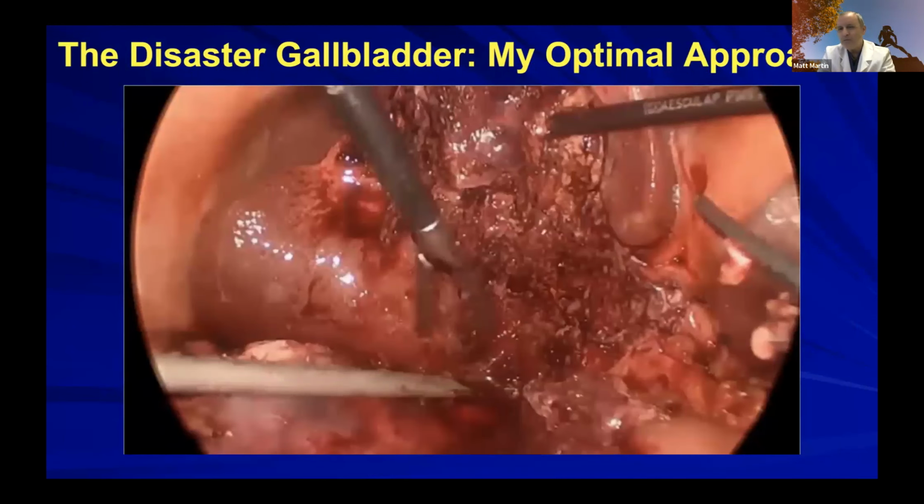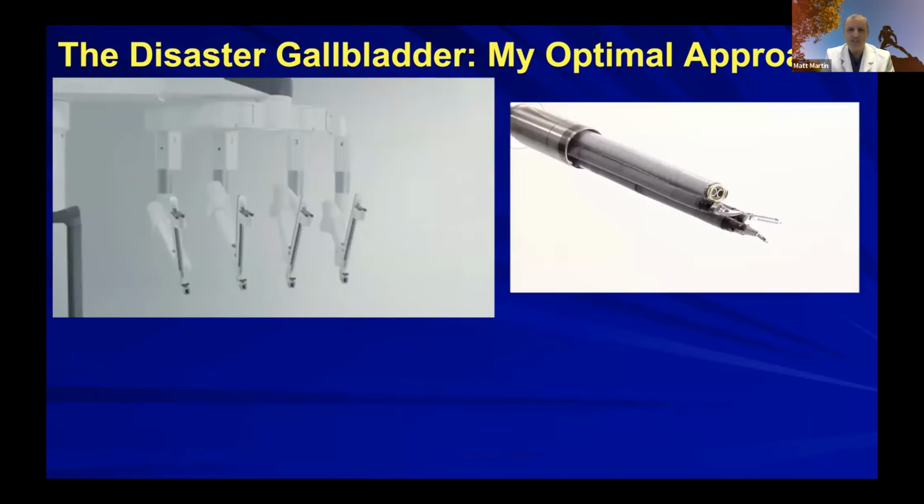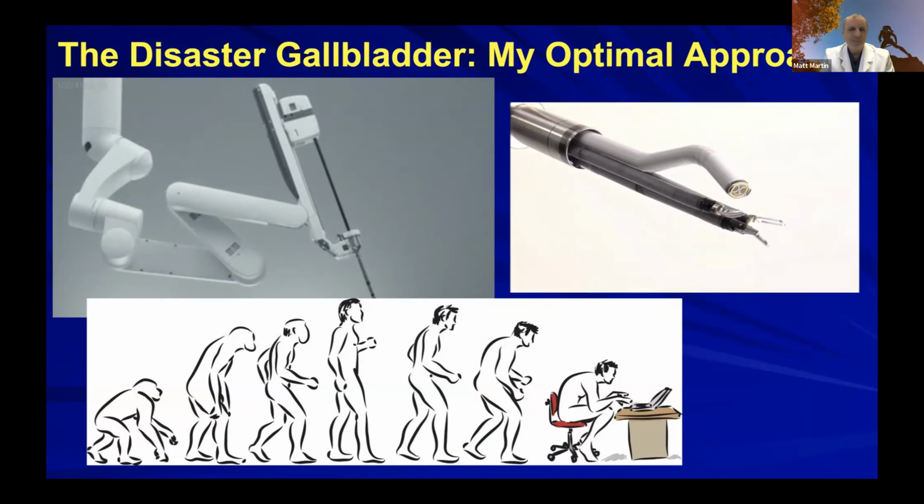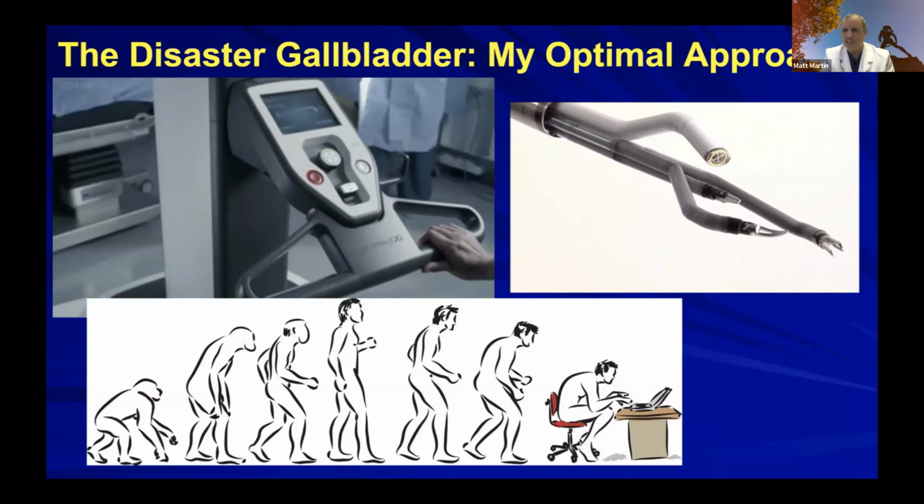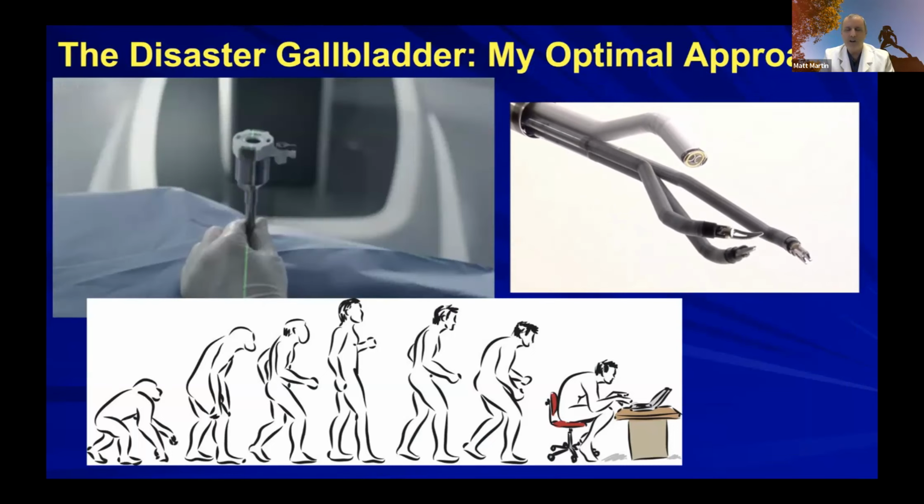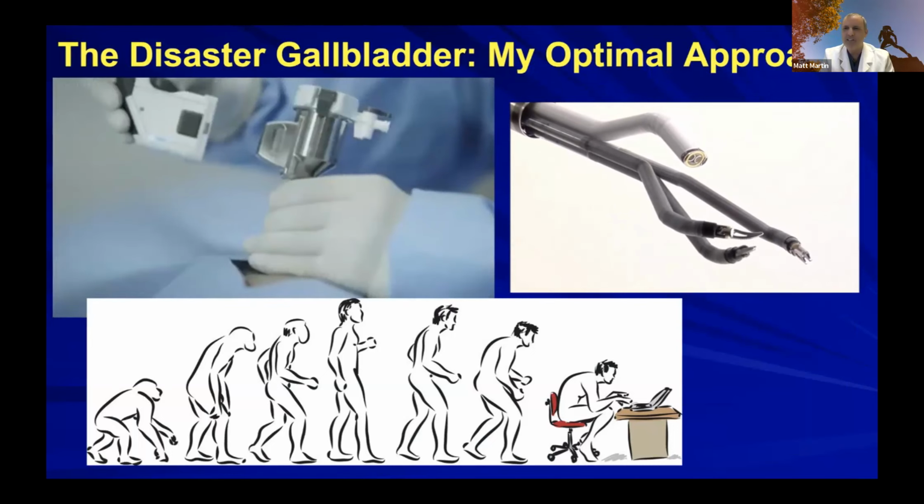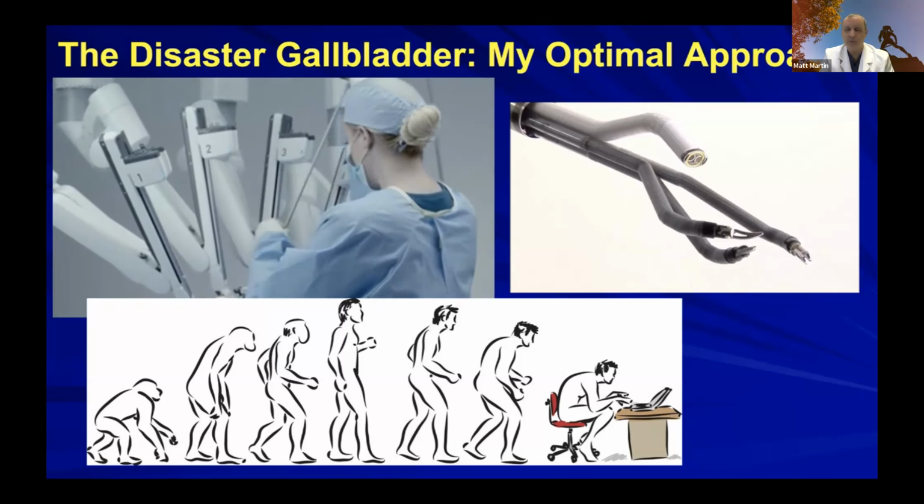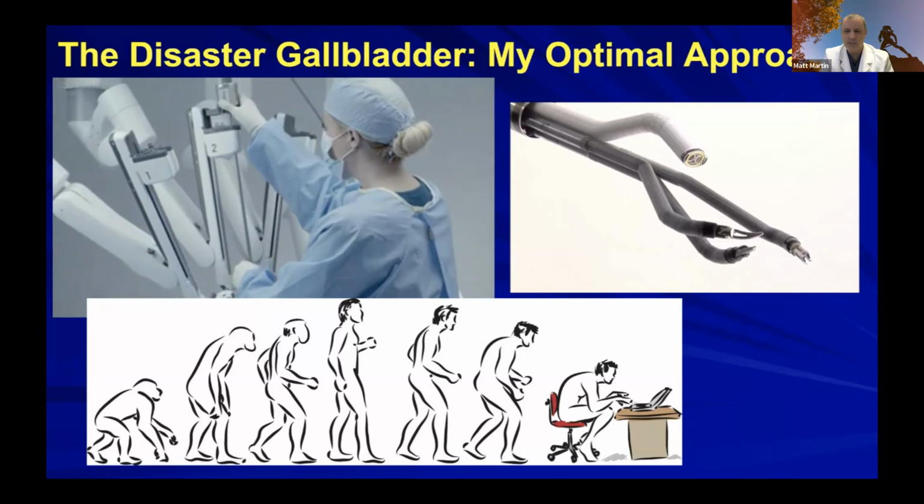Now, I said that's my optimal approach, but I'll just say today, 2023, 2024, that's not my optimal approach. My optimal approach would be to whip out the robot and get in there and do this thing in comfort. I think this is just the natural evolution, and our specialty has lagged far behind, and we need to get up to speed on our robotic skills. But I would much rather do one of these real challenging ones robotically now than laparoscopically.